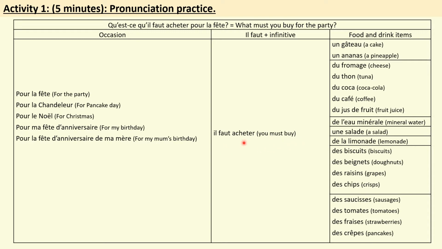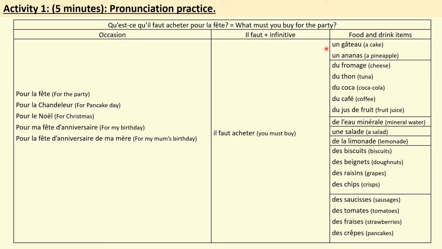So we're using acheter as the infinitive because we're learning what to say, what we must buy for a party. Écoutez et répétez, il faut acheter. Il faut acheter. Good. And then we've got all of these food and drink items. Some are new, some you will recognize. Écoutez et répétez, un gâteau. Un gâteau. Good. You'll notice the accent on gâteau, on the A.